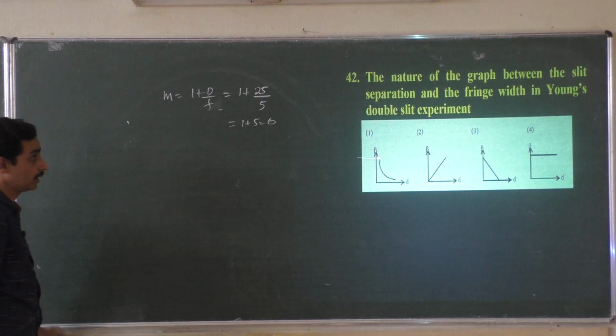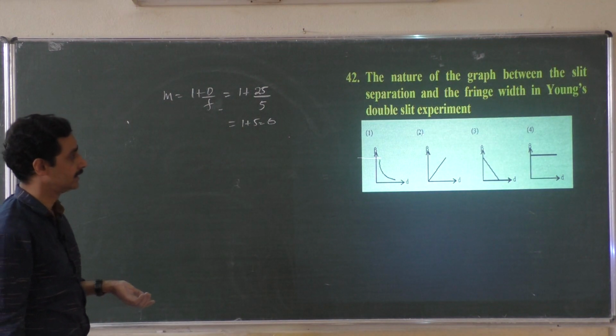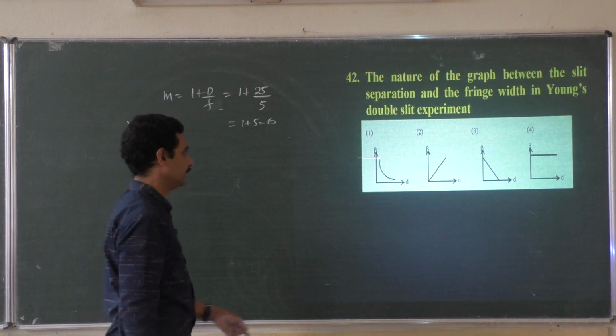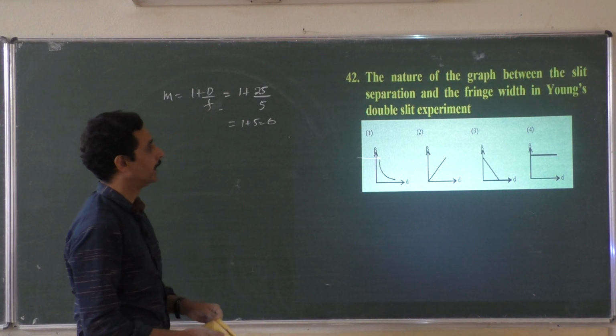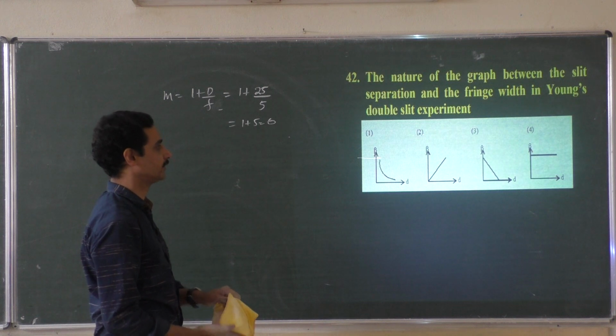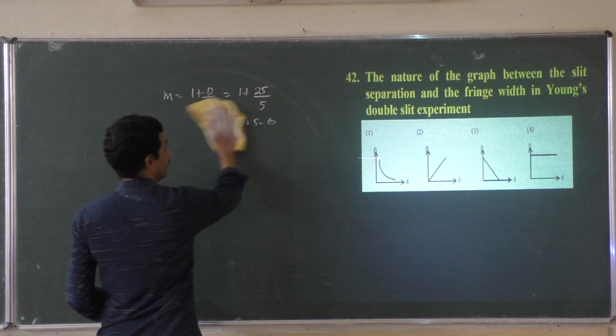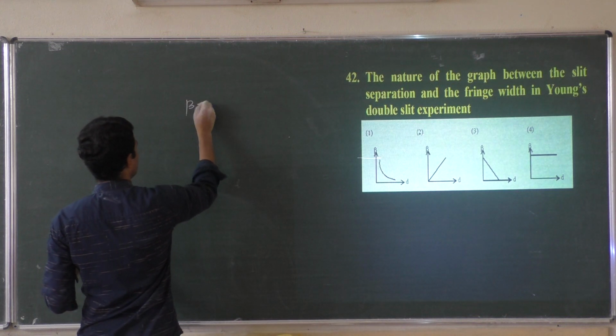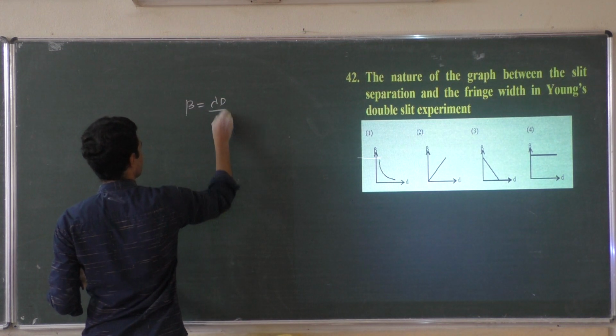The nature of the graph between the slit separation and the fringe width in Young's double slit experiment. Other things remaining constant, beta is lambda D by d.